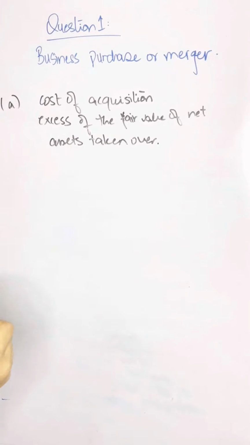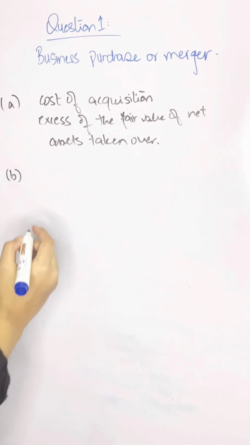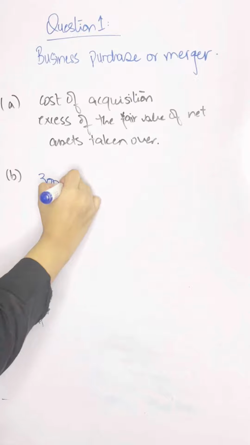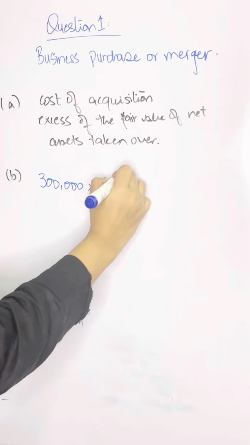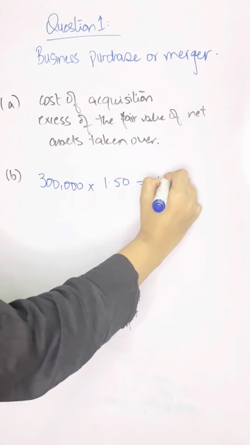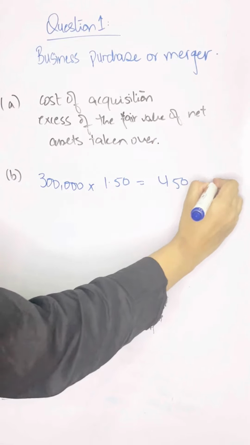Alright, the B part states that you are supposed to calculate the consideration payable, which means that you're supposed to calculate the purchase price. They have already given you the breakup, it's just that you're supposed to calculate. So the calculation will be as follows: 300,000 into 1.50, which is basically 450,000.